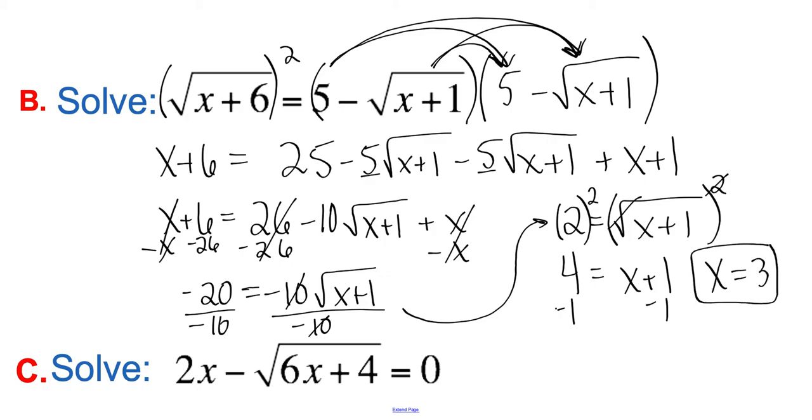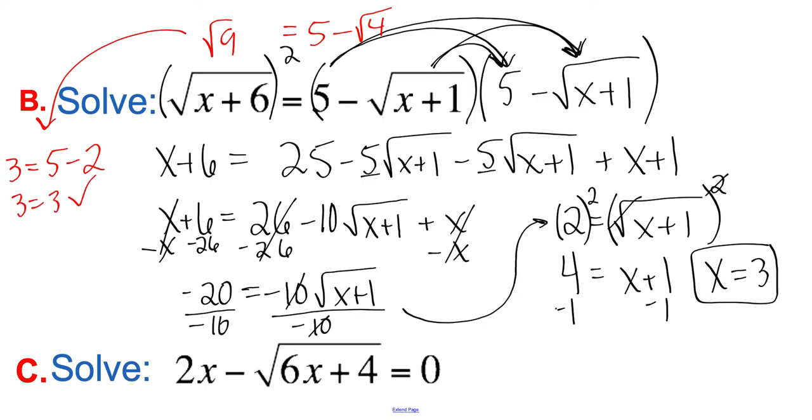Okay, let's double check it here quick. So plugging in a 3 here. So 3 plus 6, we get square root of 9 on the left. And then over here, we're going to have 5 minus square root of 3 plus 1, square root of 4. All right, so square root of 9 turns into a 3. I'll write it down here to continue my check. So 3 equals 5 minus 2. Square root of 4 is 2. So you get 3 equals 3. And yeah, this one works. Okay, so this one's good to go.